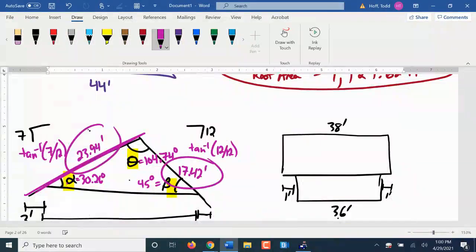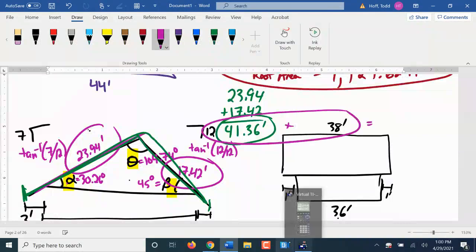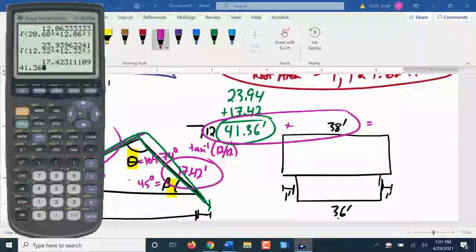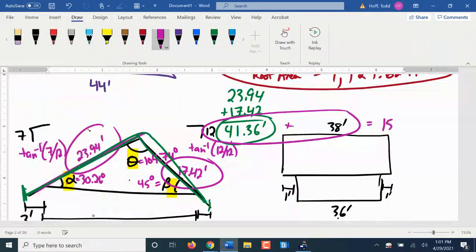I can now find my total roof area. The total distance up and over the roof from one eave to the other is 23.94 plus 17.42. Gives me 41.36 feet. I'm going to take that times my 38 feet of run. Gives you a total roof area of 1571.68 square feet.